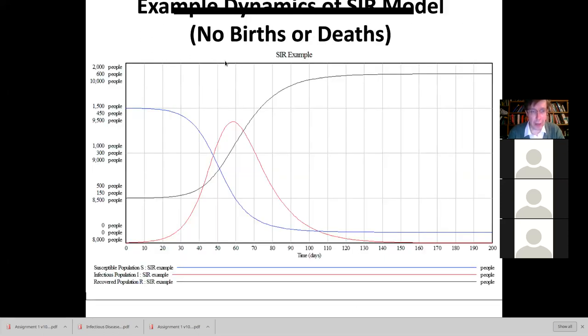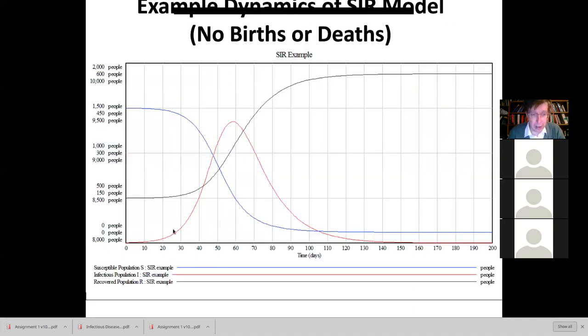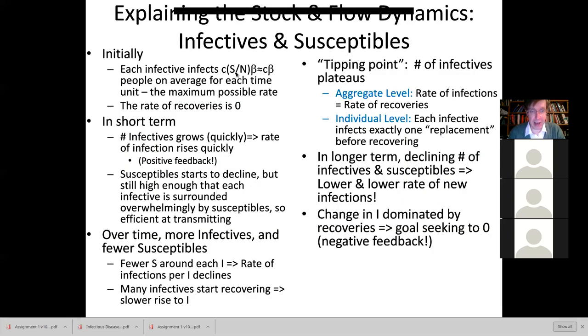And we term this, I talked with you earlier, some of the crown jewels of mathematical epidemiology you're learning here. Remember I said early on, each of these infectives infects C times S over N times beta people, which at that point was C times beta per unit time. And if we multiply by the total length of time they're infected, mu, we get the basic reproductive number, C times beta times mu. But in general, C times S over N times beta will not equal C beta. That's only at the very beginning when everyone's susceptible.